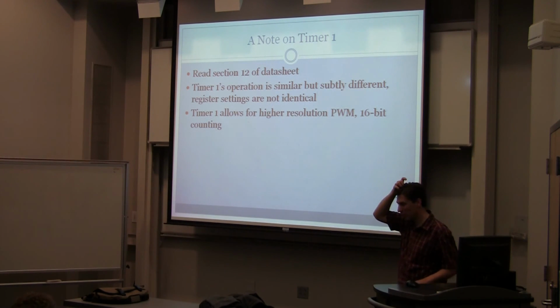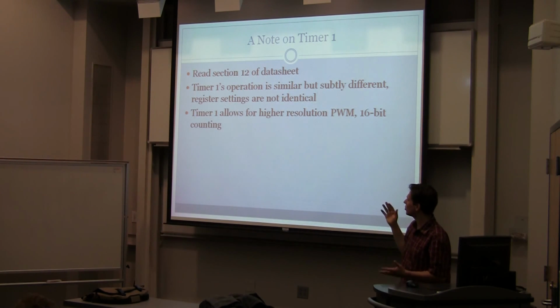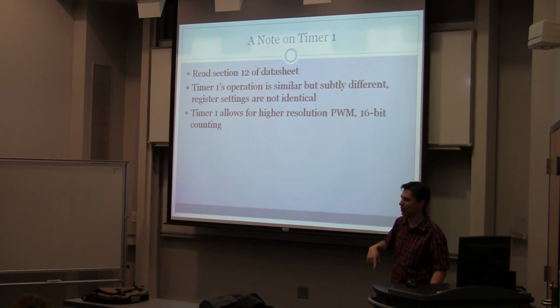Okay, so just a note on timer 1. We've been talking mostly about timer 0, all of the settings I've pulled are from timer 0. Timer 1 is section 12, timer 0 is section 11. The operation is pretty similar, but there's some subtly different register settings because you have more options. You can make 8-bit PWM, 9-bit PWM, 10-bit PWM. So you just have a few more options. And instead of counting just to 255, you can count to 65,530.